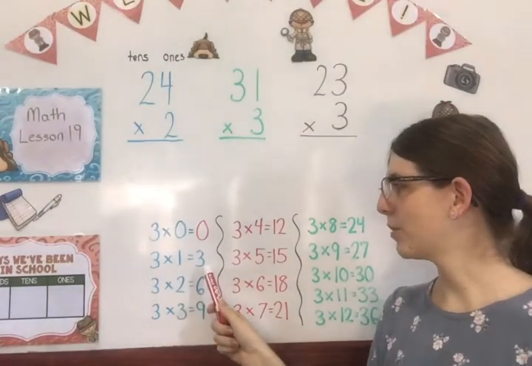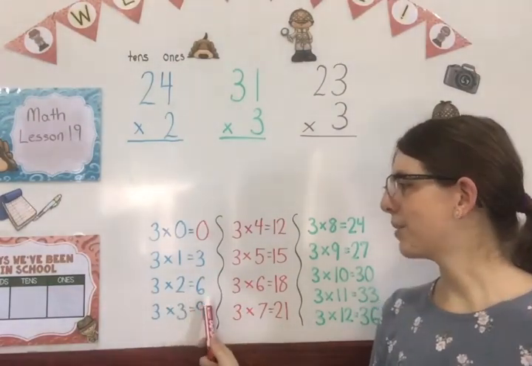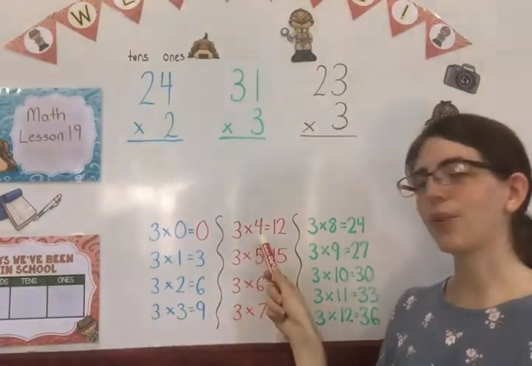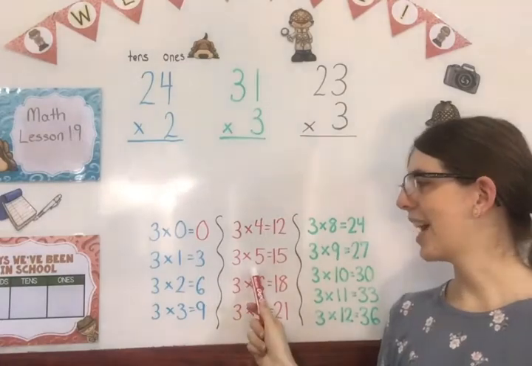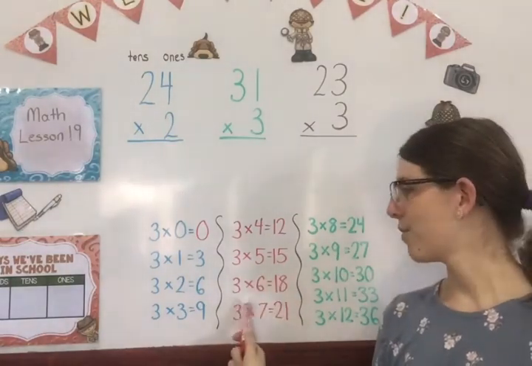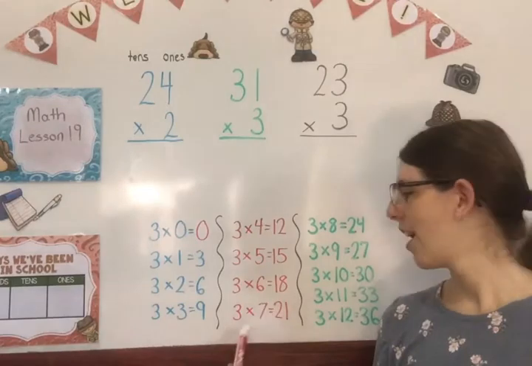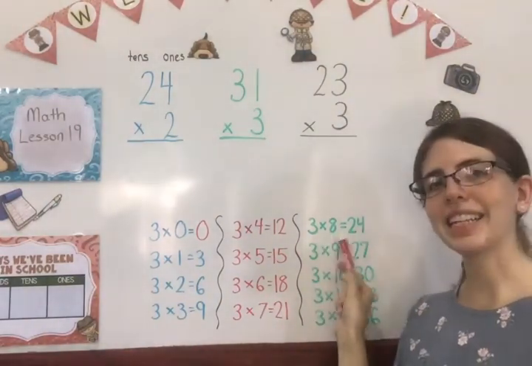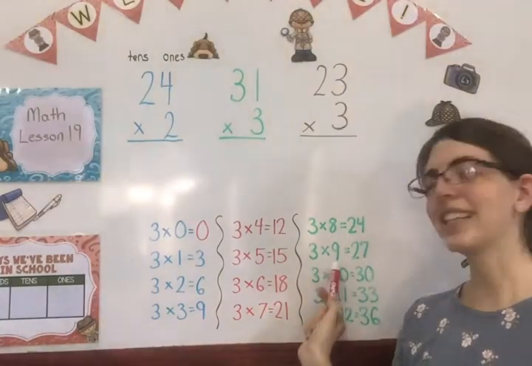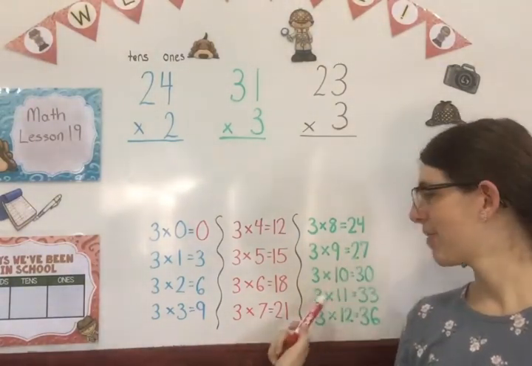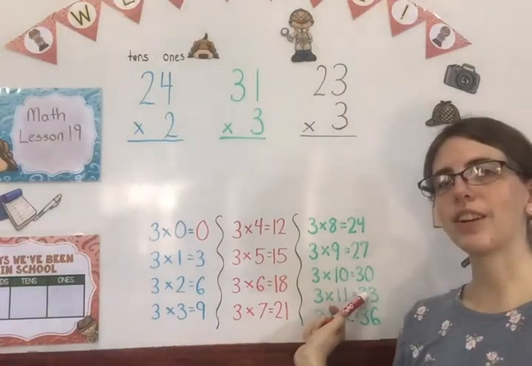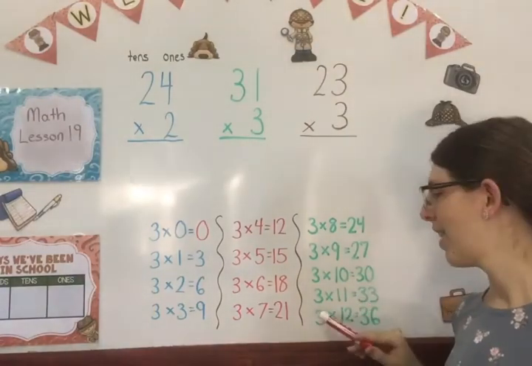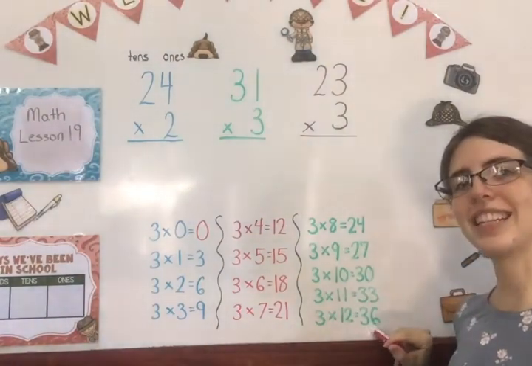3 times 1 equals 3. 3 times 2 equals 6. 3 times 3 equals 9. 3 times 4 equals 12. 3 times 5 equals 15. 3 times 6 equals 18. 3 times 7 equals 21. 3 times 8 equals 24. 3 times 9 equals 27. 3 times 10 equals 30. 3 times 11 equals 33. 3 times 12 equals 36.